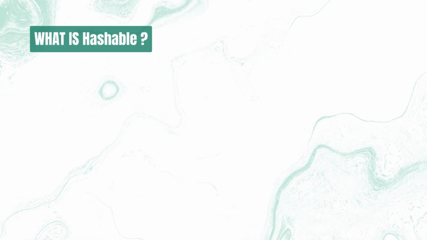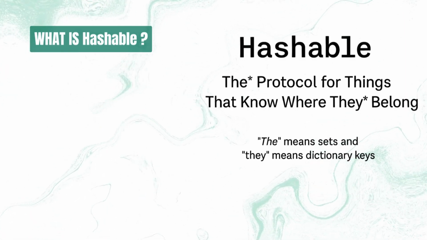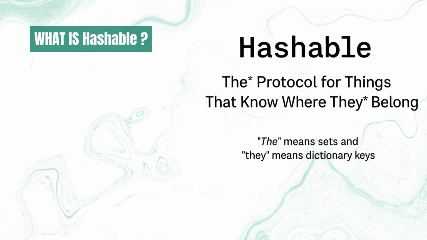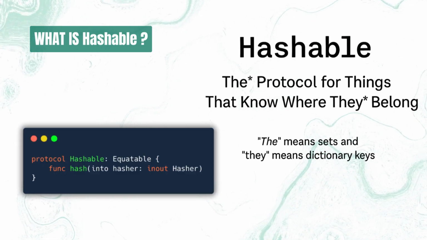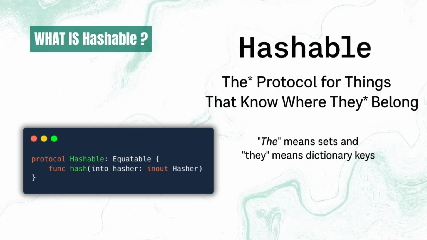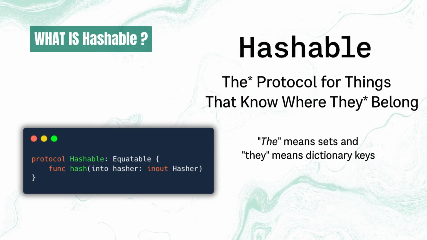Before we dive in, Hashable is a protocol that inherits from Equatable and adds one crucial requirement: a way to create a hash value for your type. This hash value is what enables Swift to quickly store and retrieve your objects in collections like sets and dictionaries.